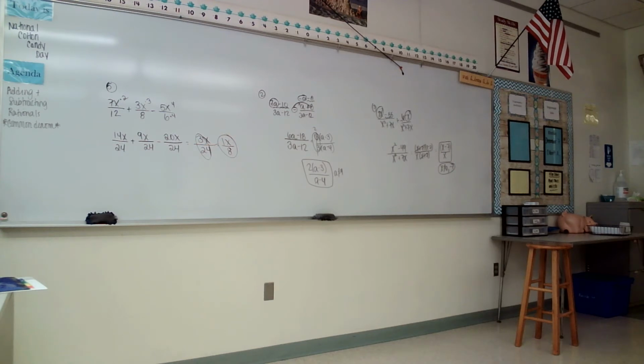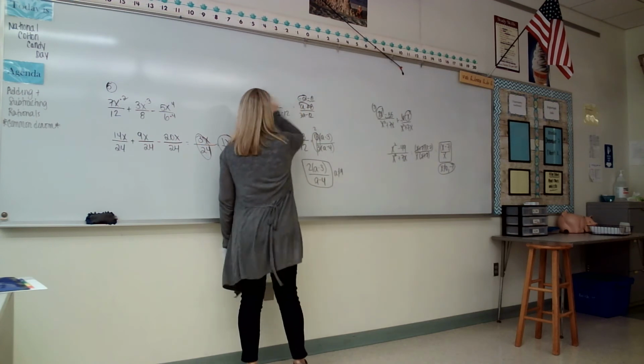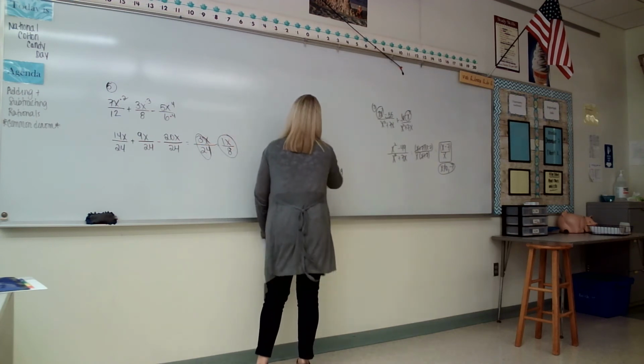Okay, so let's look at 6, and then we'll do some ones where maybe there are binomials or trinomials that don't have common factors, and what we learn there. So let's look at number 6. The number ones aren't bad.